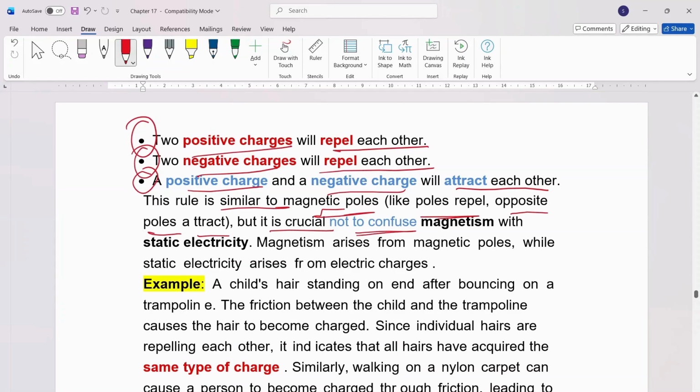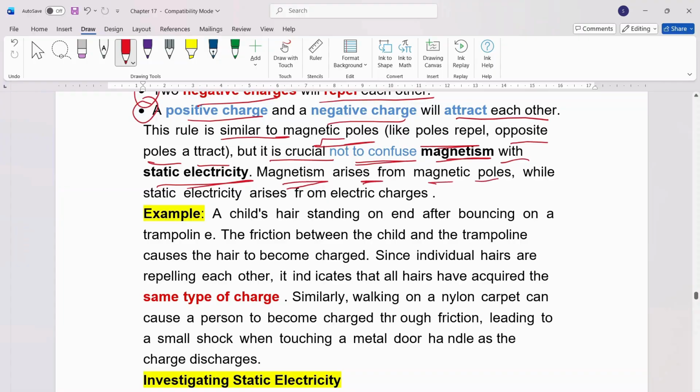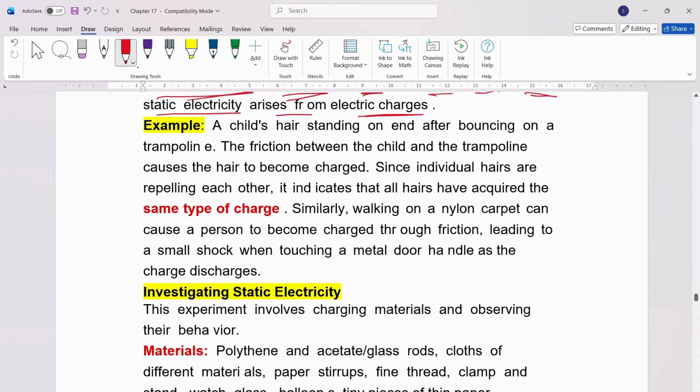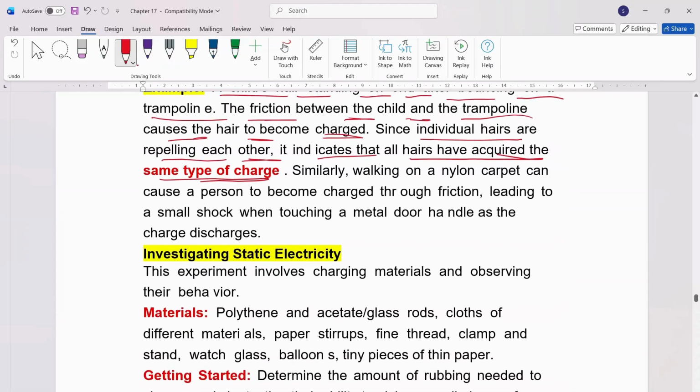But it is crucial not to confuse magnetism with static electricity. Magnetism arises from magnetic poles, while static electricity arises from electric charges. For example, a child's hair standing on end after bouncing on a trampoline. The friction between the child and the trampoline causes the hair to become charged. Since individual hairs are repelling each other, it indicates that all hairs have acquired the same type of charge. Similarly, walking on a nylon carpet can cause a person to become charged through friction, leading to a small shock when touching a metal door handle as the charge discharges.